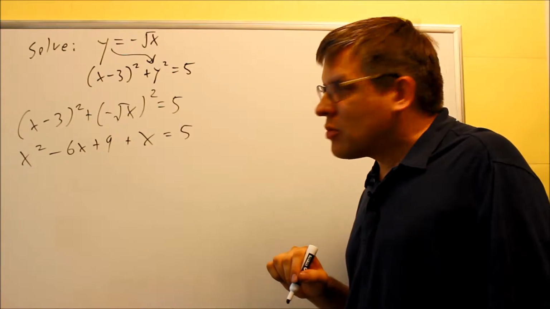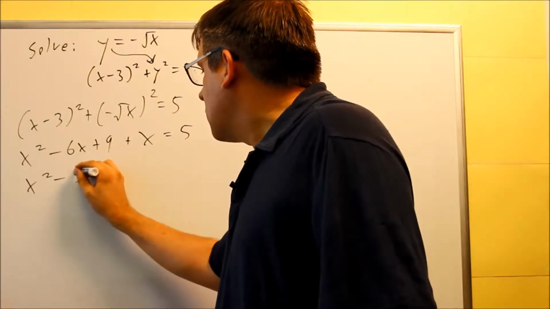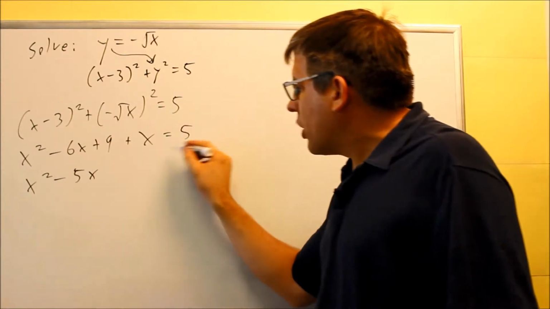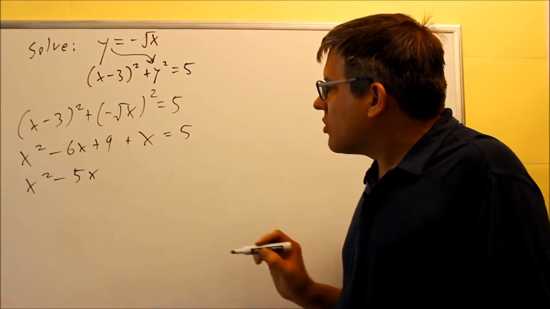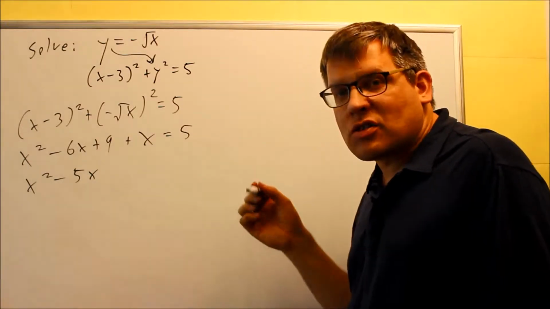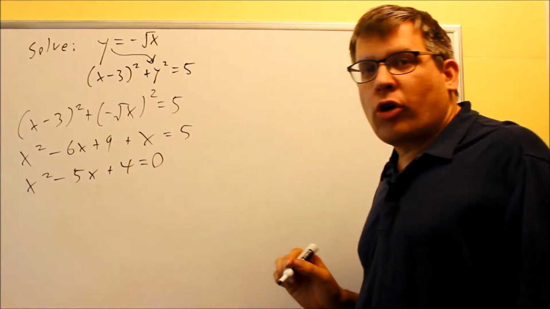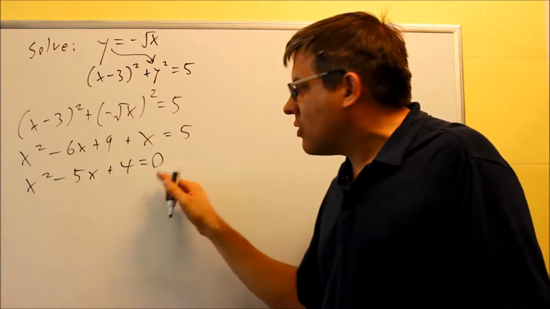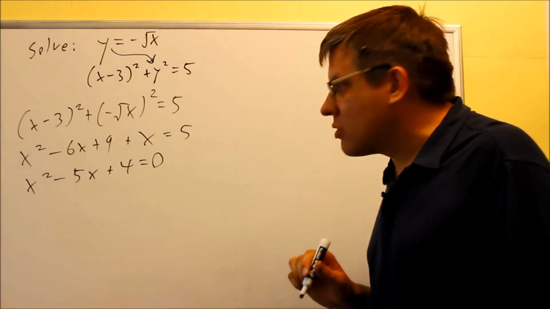When I add the like terms together, x squared minus 5x, and then we want to get this equal to 0, so I'm going to move the 5 across the equal sign, so then you really get 9 minus 5, which is going to be 4. So you want to get it down to that point. Whenever you have a quadratic, you want to make sure you get a 0 on that side, so that way you can factor it, set both of them equal, and get your answers.